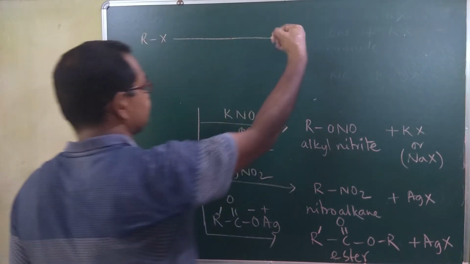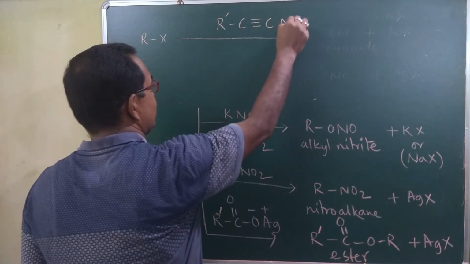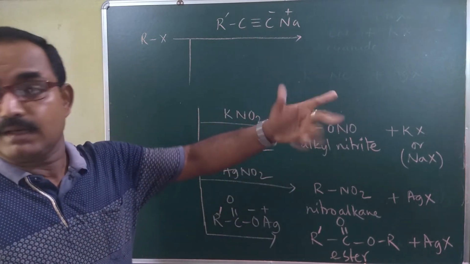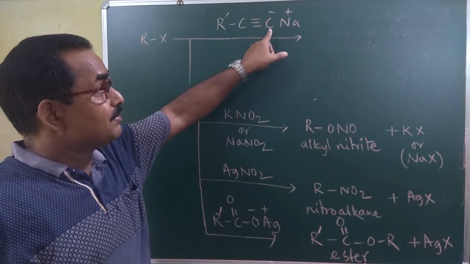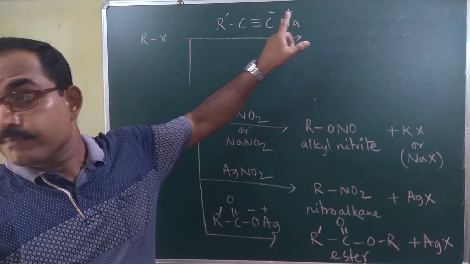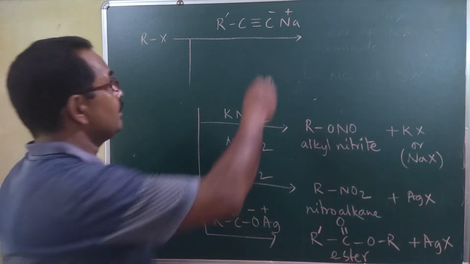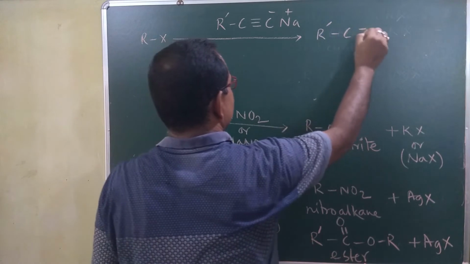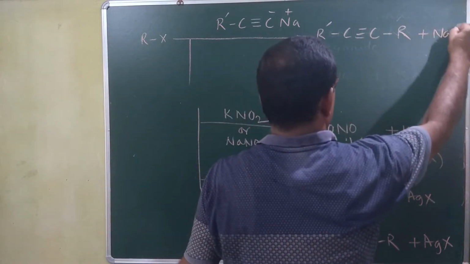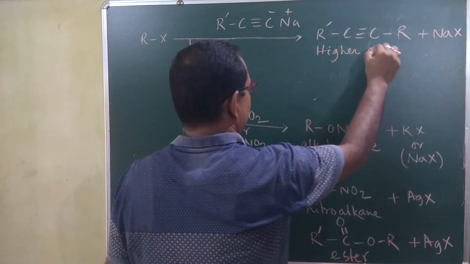Next, reaction with alkynide, say R dash C triple bond C Na. You know that terminal alkynes are acidic, which means the hydrogen atom attached to the carbon containing the triple bond can be replaced with a metal ion. So this is sodium alkynide. Now here see, R dash C triple bond C Na reacts with R X, giving R dash C triple bond C R plus NaX. So starting from an alkynide we get a higher alkyne.